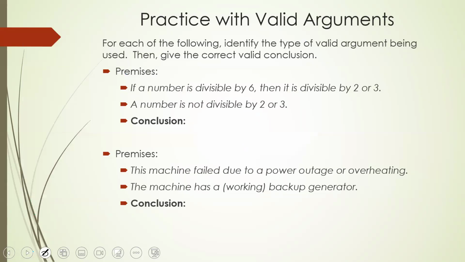Okay, so with those in mind, let's look at some examples of given valid arguments or completing valid arguments. So first example there, we're given as premises, if a number is divisible by 6, then it is divisible by 2 or 3. So I see here that we're given a conditional, so we have P being the number is divisible by 6, Q being it's divisible by 2 or 3, where P implies Q. And then we're told that it is not divisible by 2 or 3, which means that the second part of the conditional, Q, is not true. So I see that our premises are P implies Q and not Q.